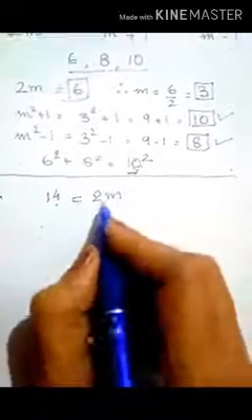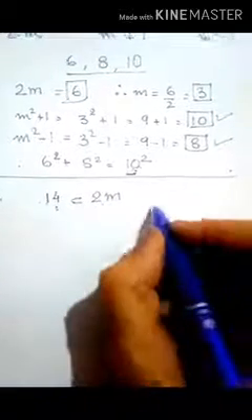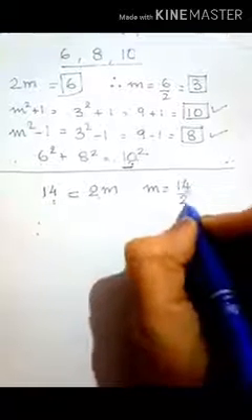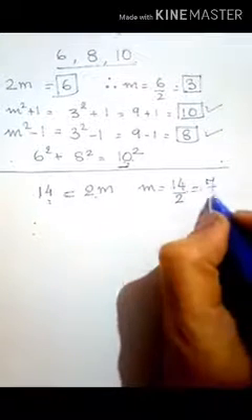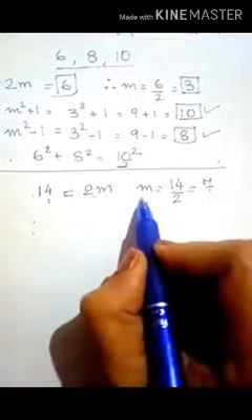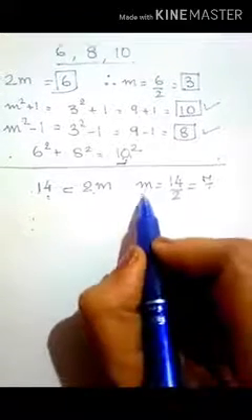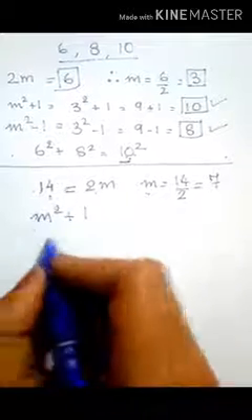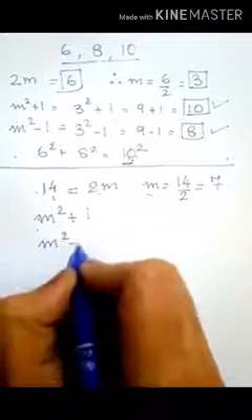If it is 2m, we can easily find m. M will be how much? 14 by 2, that is 7. 7 is not a number out of the triplet, it is just the value of m. Using this value of m, we are going to find m square plus 1 and m square minus 1.